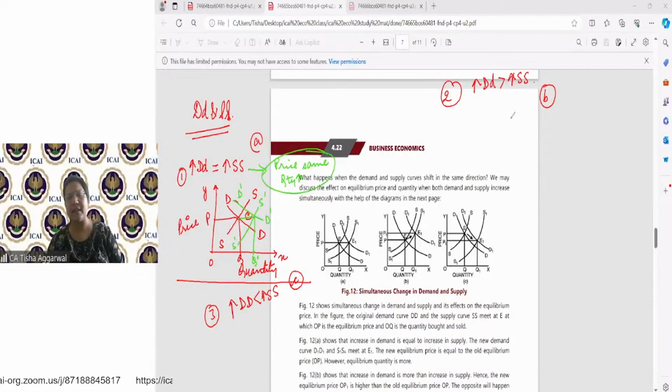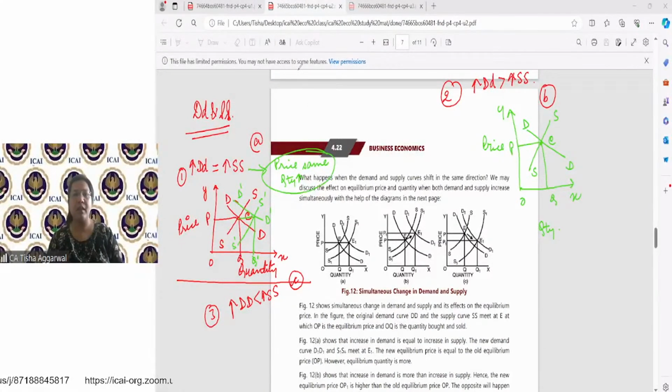Let's look at the second diagram. X, origin, Y. Here we have the price. Here we have the quantity. Here we have the initial demand, initial supply. This is the equilibrium point. This is the quantity. And this is the price. Over. Let's talk about another thing.